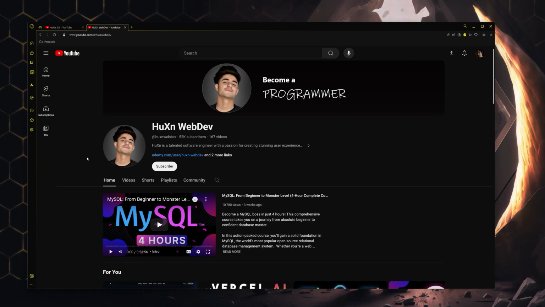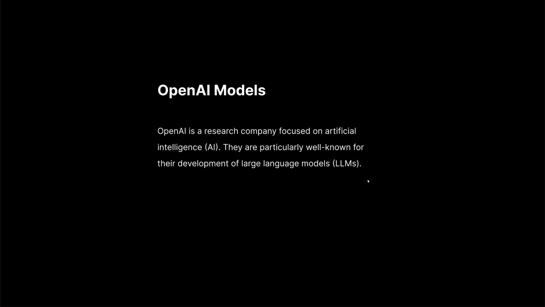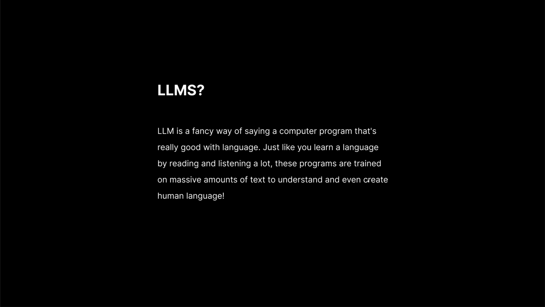Now let's talk about the OpenAI models. OpenAI is a research company focused on artificial intelligence. They are particularly well known for their development of large language models. So what do I mean by a large language model, or LLM? LLM is a fancy way of saying a computer program that is really good with language. Just like we learn a language by reading and listening a lot, these programs are also trained with a massive amount of textual data to understand and even create human language. Okay, so this is what an LLM is.